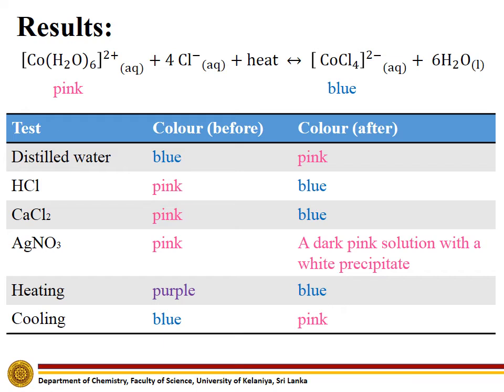When silver nitrate is added, silver chloride precipitate is formed. Therefore, the chloride ions in the system is being removed. So, the backward reaction is favored. After the precipitate gets settled, a dark pink solution can be observed.